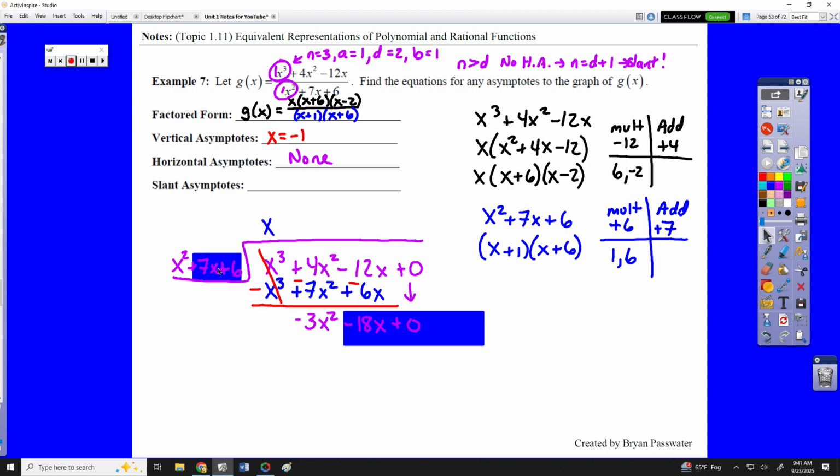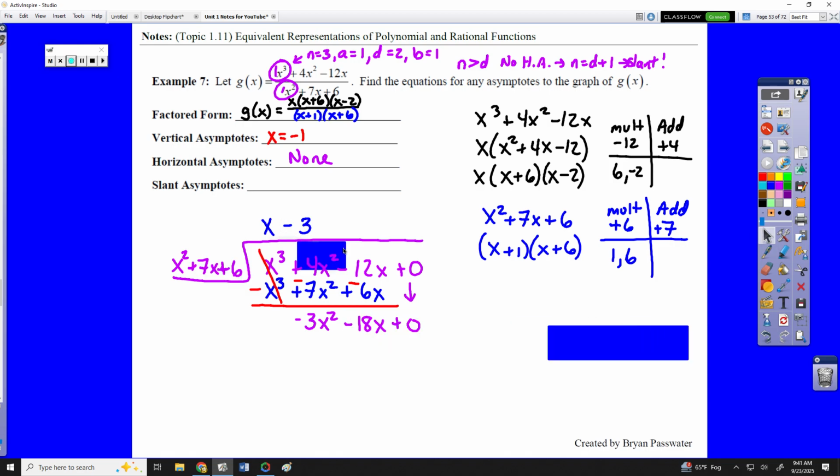So we are going to do, what do I need to do to x squared to turn it into negative 3x squared? And the answer is I need to multiply it by a negative 3. Get those covers out of the way, and multiply negative 3 times your trinomial, write it underneath. Okay? So negative 3 times x squared is negative 3x squared. Negative 3 times 7x is negative 21x. Negative 3 times 6 is negative 18. Draw the line, change all of the signs. They're all pluses now.